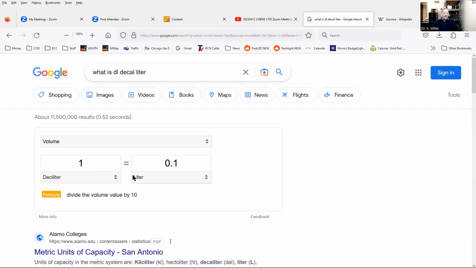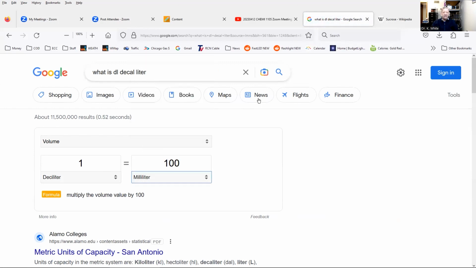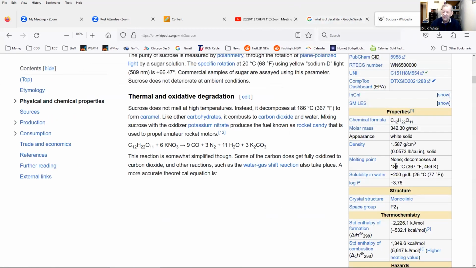Yep, I was right. 1 deciliter equals 1/10 of a liter, which is 100 milliliters, as I've asked you to learn. So if you look at sucrose, table sugar, wow, it's much more soluble in water than salt. And that's solubility, which you should know.